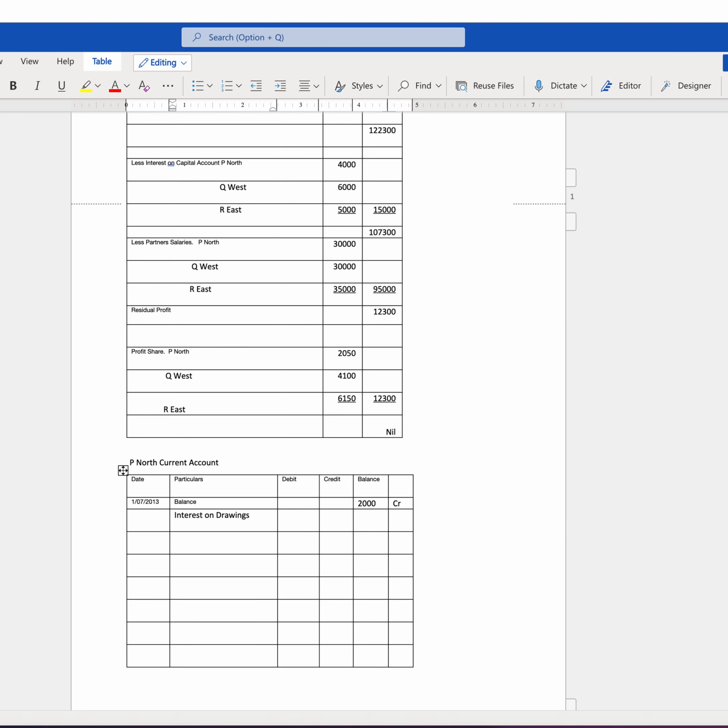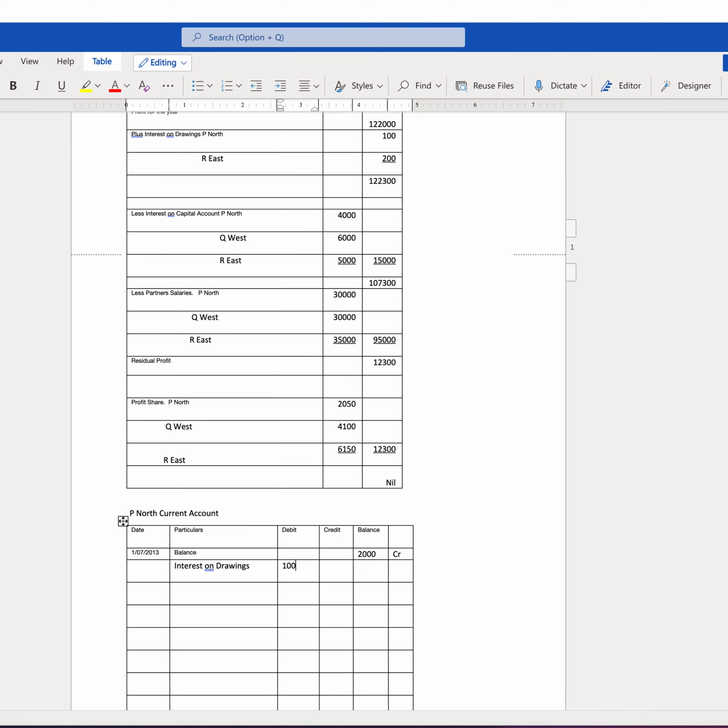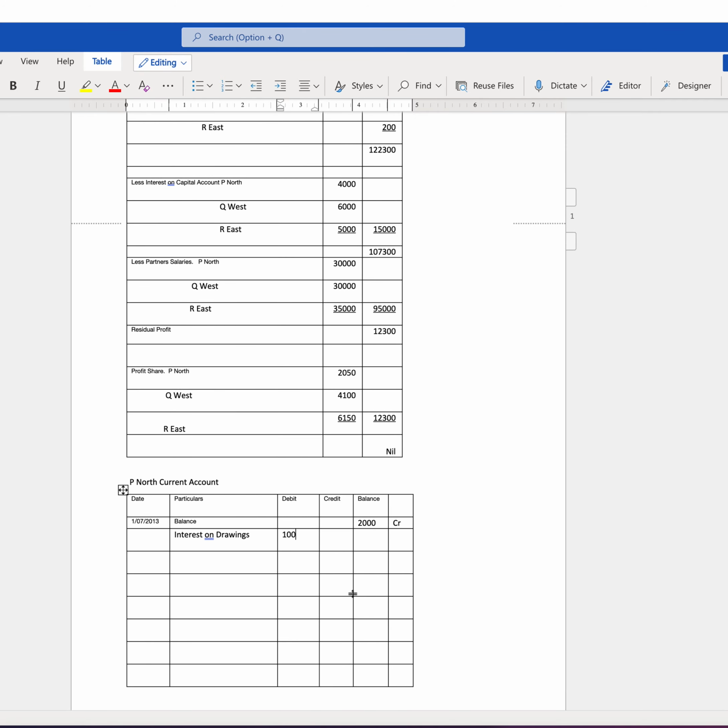Now, unlike other ledger accounts, you can actually put in the details for what it is, to put in interest on drawings rather than just profit distribution, because it makes it a little bit confusing. Now, interest on drawings is a payment that P North has made, so that is going to be debited in the current account, which reduces the value. Just going to double check that value. Yep. So that means that we now have a balance of $1,900. And that is still in credit.